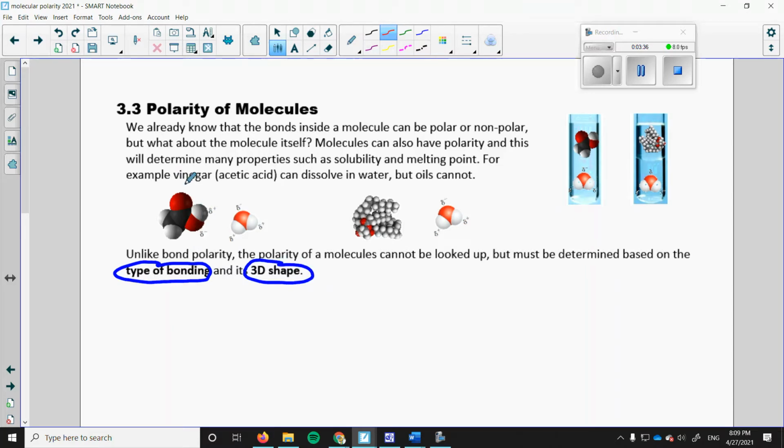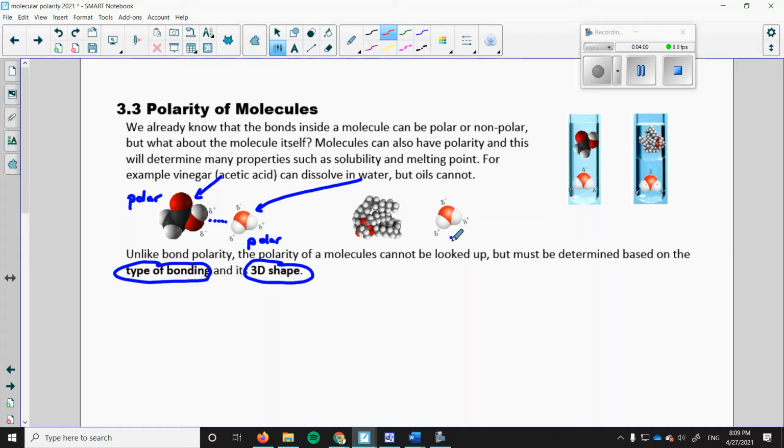So here I've got acetic acid. This is my acetic acid over here. This is water, and you'll notice that both of these have charged ends. They're polar molecules. So I have a polar molecule over here and another polar molecule over here, and we know that water and vinegar will dissolve. So that means that these molecules have some kind of attraction between them, so they can dissolve in each other.